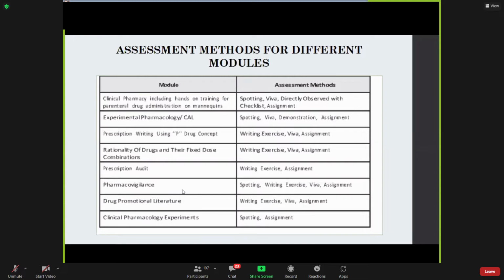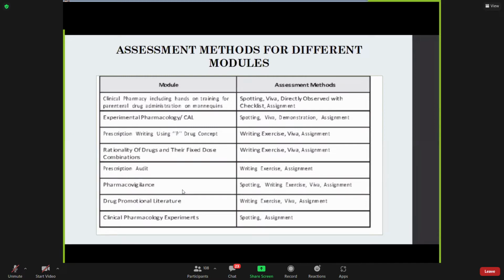Prescription audit. You must have learned or heard about the terminology audit in finance. The same holds true for prescription. You have to survey, you have to monitor, you have to critically evaluate a prescription under various parameters to get an idea whether the prescription is correct, whether it is missing any details, and how far it is rational. Pharmacovigilance. The terminology would be explained later on in the following slides.